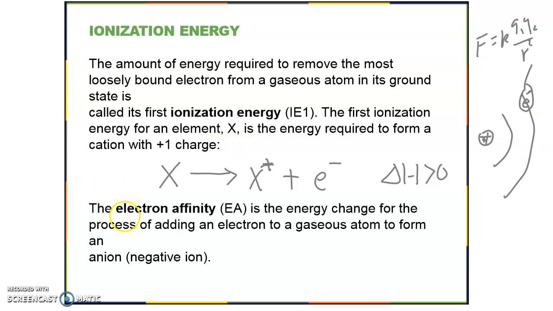Something similar, you can say the opposite, is X becoming X minus. How can I do that? I have to force an electron in over here, so add an electron on this side. And the energy for this one is called electron affinity. So delta H, in this case, can be positive and can also be negative.